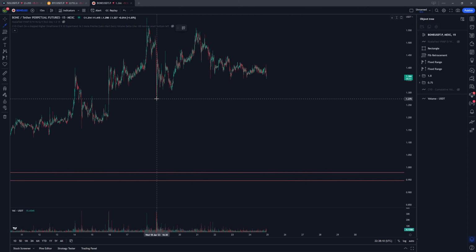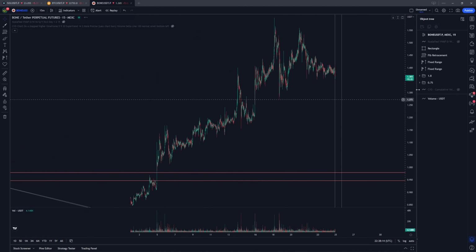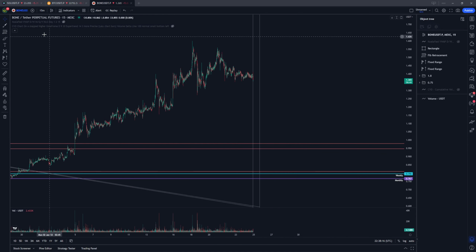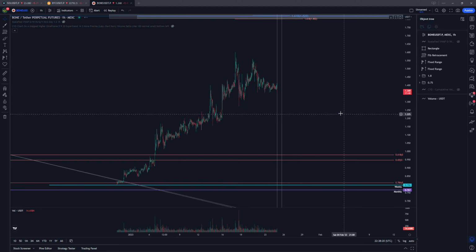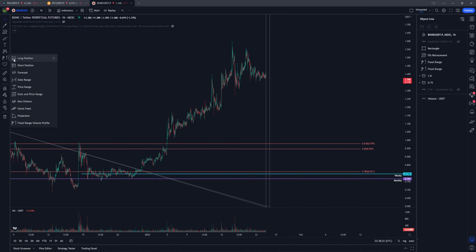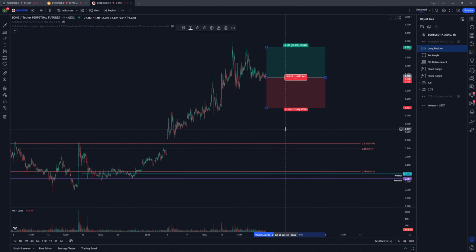Other than that, I'll be looking at reactions at this low, but right now I just don't really see any trades I want to take here. And I'll zoom out a little bit and show you why, especially for long trades. If I were to want to enter a long trade here, there's just nowhere to put the stop loss.